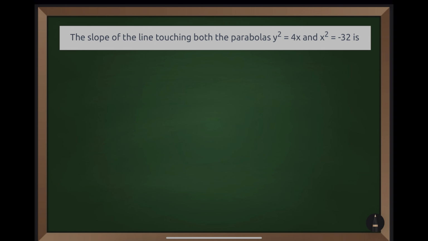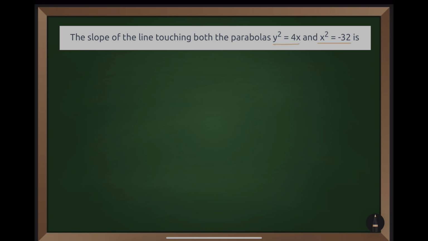So we got this question. The slope of the line touching both the parabola this and this. Okay, so touching means what? Again tangent, and slope is what? M. So these guys are interested in finding m.